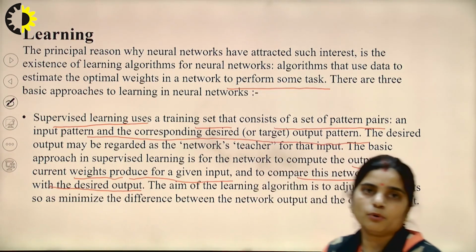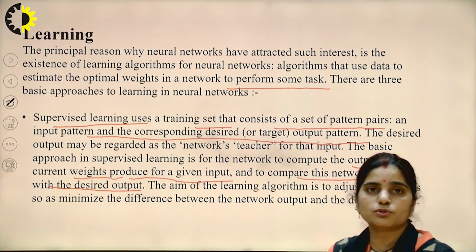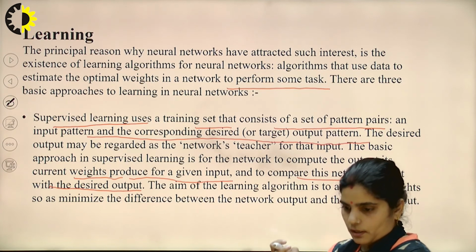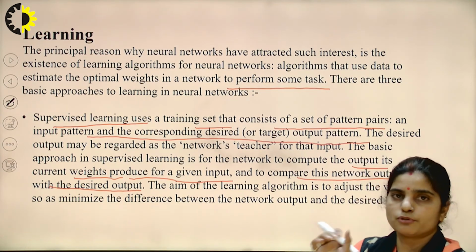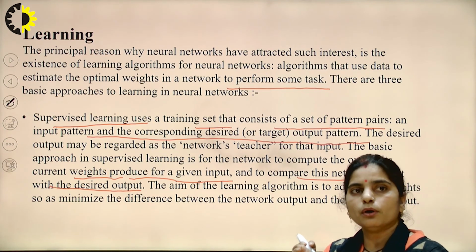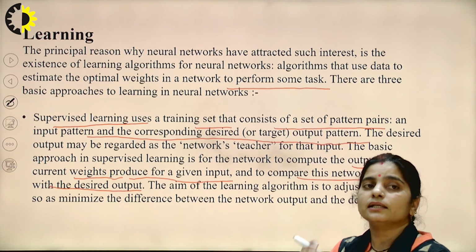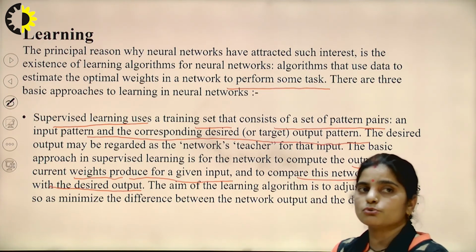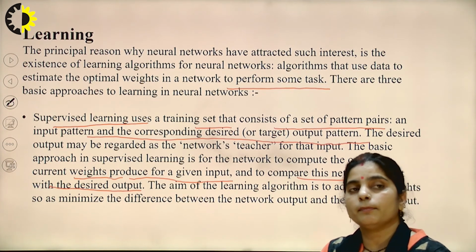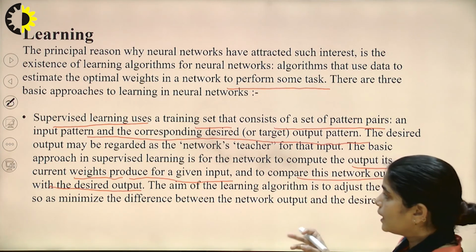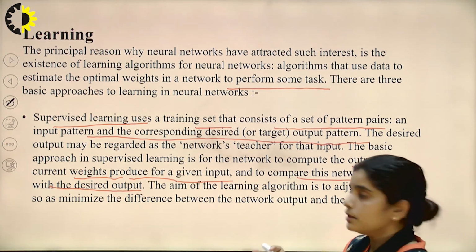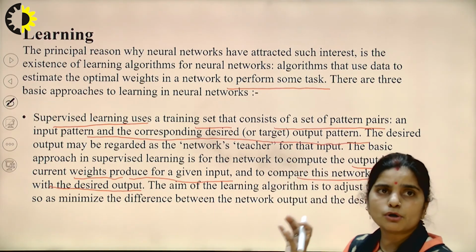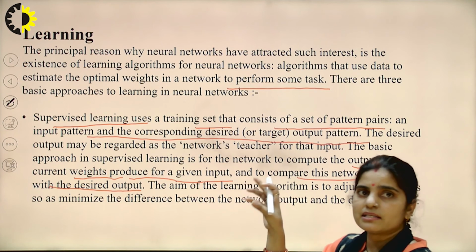Suppose, for example, that our goal is to assign the task to 5 students. The desired output is assigning the task to the 5 students, but initially we are not able to do that; we are only capable of assigning the task to 2 students. That difference, that comparison, is handled using supervised learning methods.